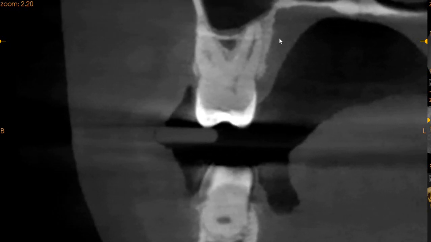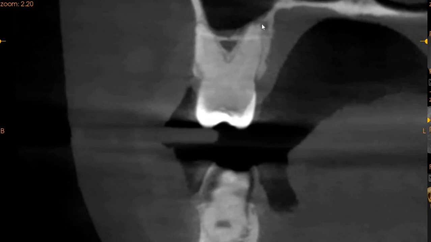Moving towards the palatal aspect of the palatal canal, we do see a wide palatal canal with no periapical pathologies as such, but we do see a very slight PDL widening and a small pathology right at the apex of the palatal canal. So that needs to be clinically checked as well. We've got an apical delta, which needs to be seen if an endodontic treatment is done.